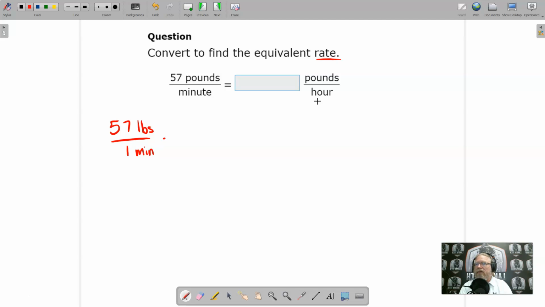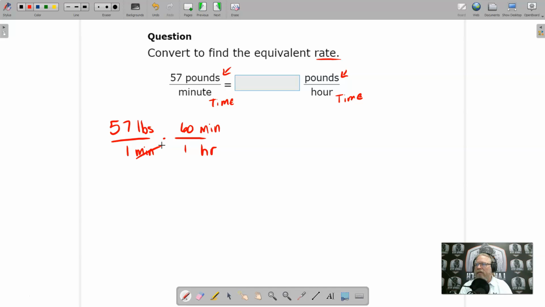And I will need to multiply this. I'm trying to get to pounds per hour. So notice that in this and this, the measurement that's changing is the time, right? So we need to deal with changing the measurement of time. The pounds are staying the same. So we need a conversion factor that changes minutes to hours. And well, in 1 hour, there's 60 minutes, right?